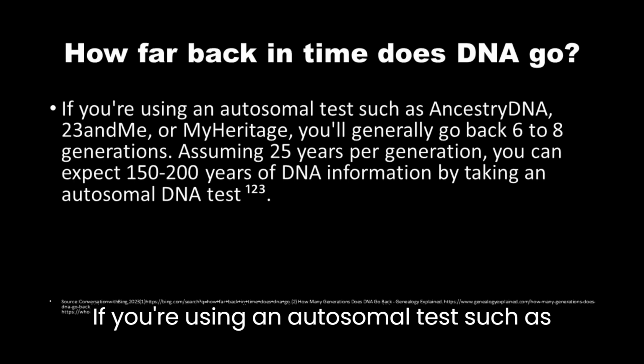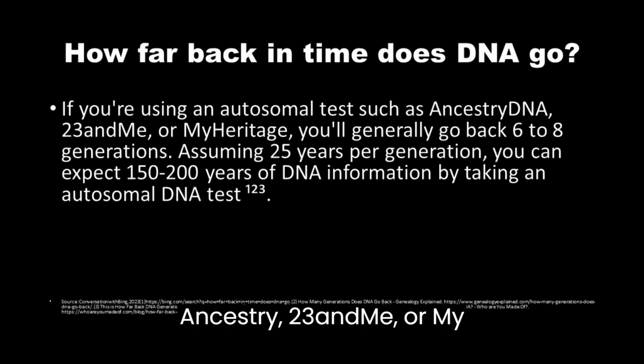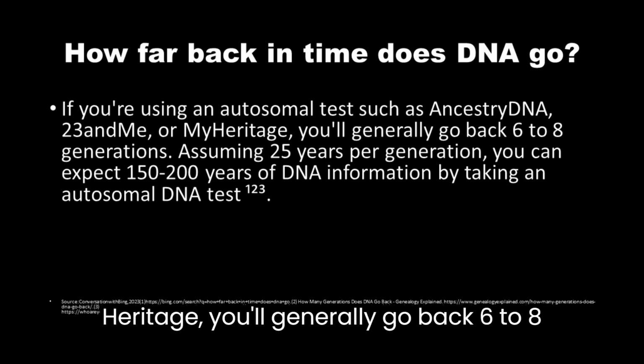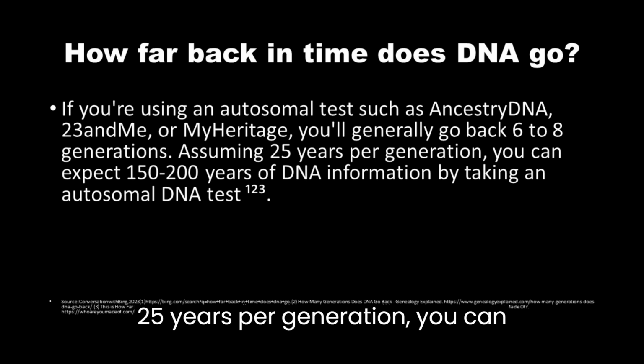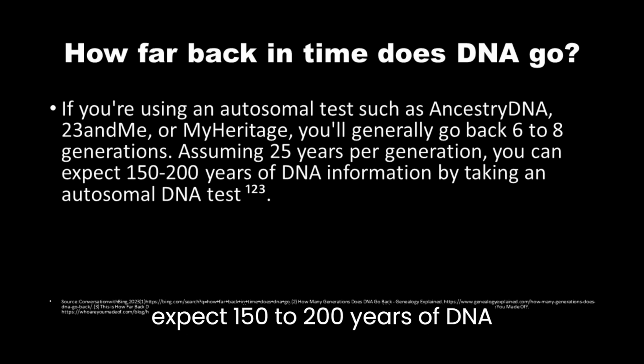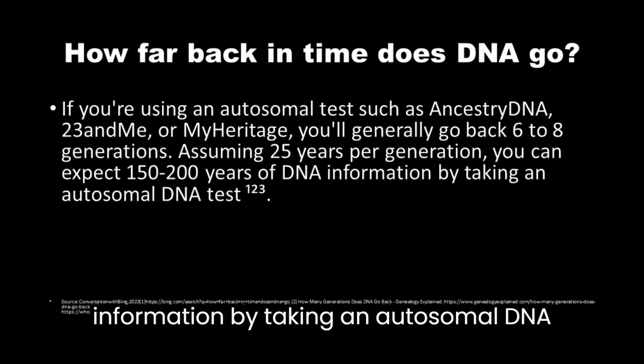How far back in time does DNA go? If you're using an autosomal test such as Ancestry, 23andMe, or MyHeritage, you'll generally go back 6 to 8 generations. Assuming 25 years per generation, you can expect 150 to 200 years of DNA information by taking an autosomal DNA test.